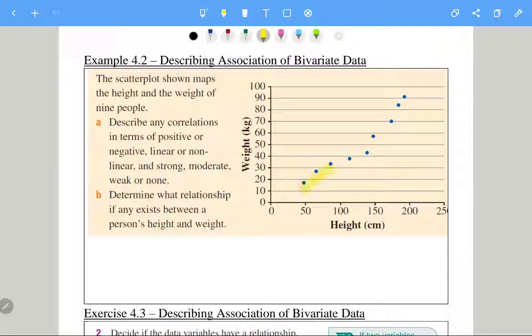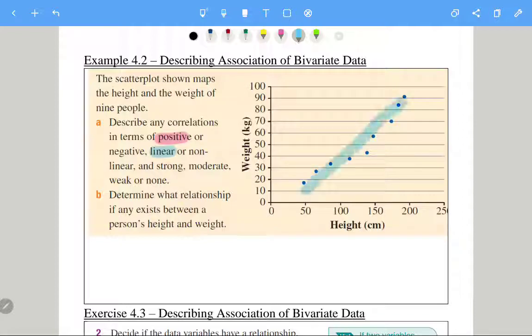Now, the first thing that I noticed is that it looks kind of linear. Not perfect, right? You can see it kind of has a squiggle to it. But overall, there is this kind of upwards trajectory. So, because it's got that upwards trajectory, that means it's going to be positive, not negative. Because it kind of looks like a line, it's going to be linear.